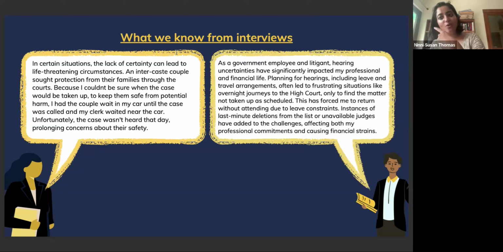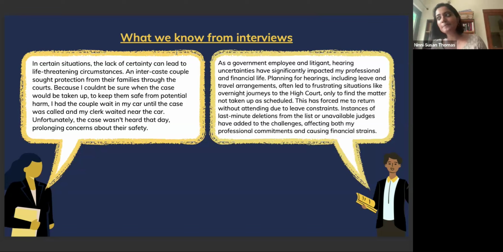So then he had to spend a whole other day driving this couple around parts of Jaipur for the hearing the next day. And there was no mentioning that was allowed by the court. So there could have been a very bad, life-threatening implication of this lack of certainty.